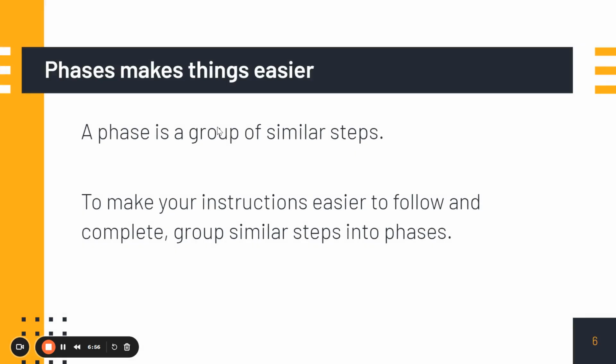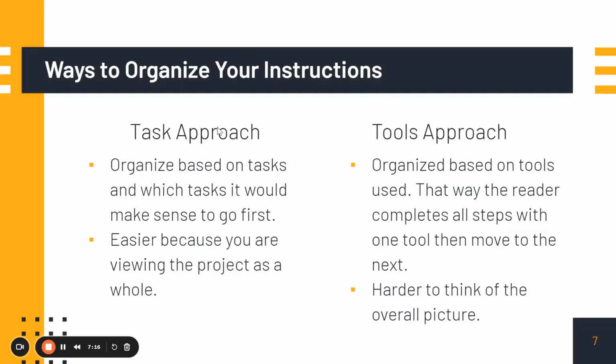Remember, phases make things go easier. So you may have phase 1 is to gather the materials. Phase 2 is to do this. Phase 3 is to do this. Phase 4 is to do this. By grouping your steps, it may make it flow a little easier and feel less overwhelming to your audience.